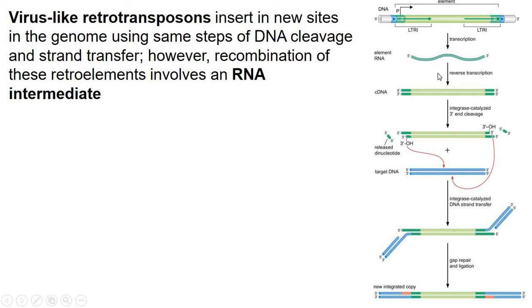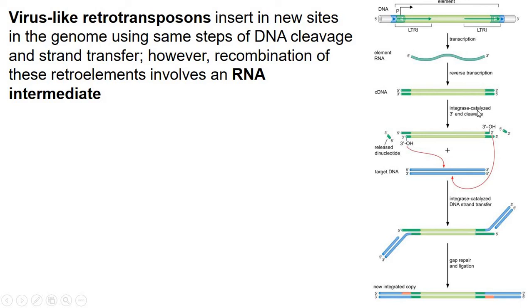This RNA intermediate then is reverse transcribed to form cDNA. Remember, these LTRs have a sequence that makes both integrase as well as reverse transcriptase. So this reverse transcriptase here will reverse transcribe this RNA molecule into cDNA. So here's one copy of cDNA and then the complementary copy of that cDNA. And now it's a double-stranded DNA molecule again.